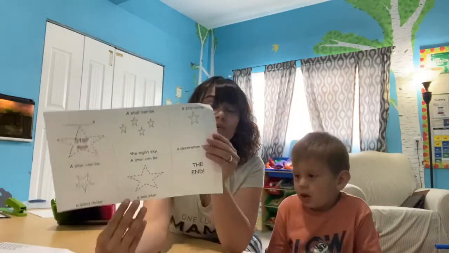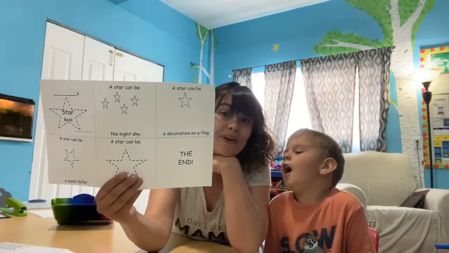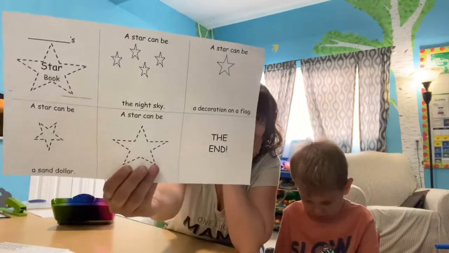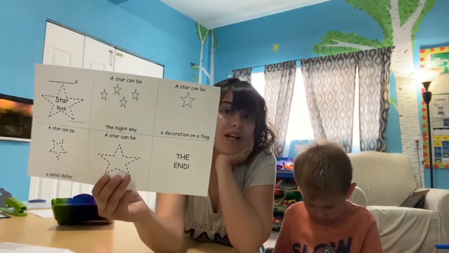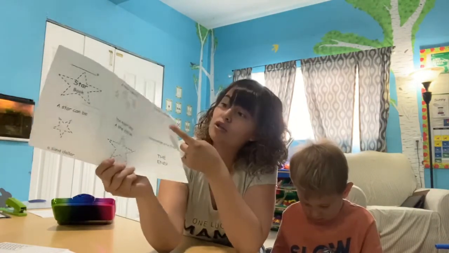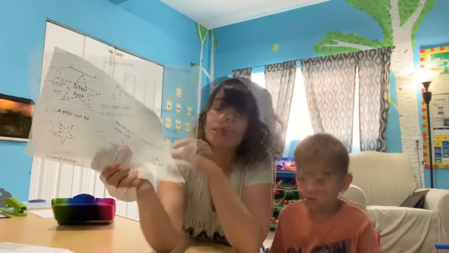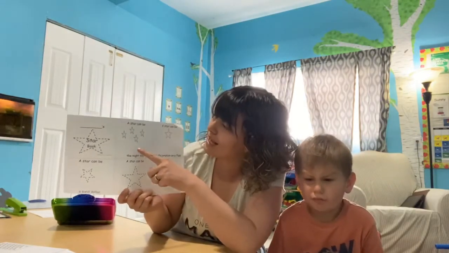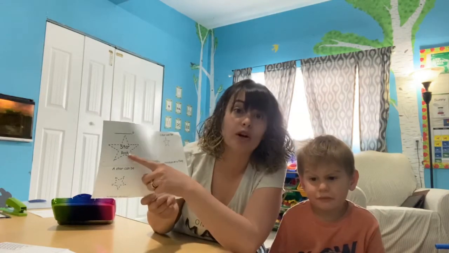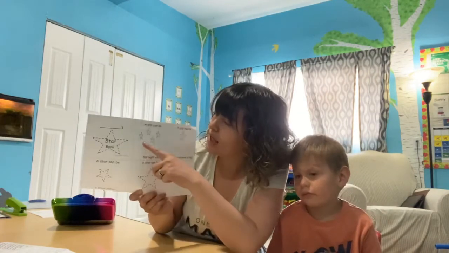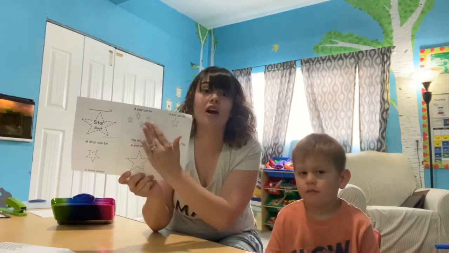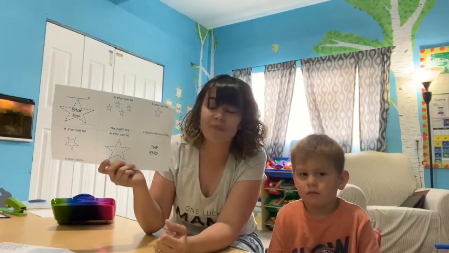The page I want you to pull out is our star book. That's the shape we've been learning about all month, a star. Will you guys pull out your star book? And I want you to trace all the stars. You're gonna make a picture from what the page says. So this first one says, my star book. So you'll just trace the star. Then this one says, a star can be a night sky. So you can make it dark behind it so it looks like the nighttime.